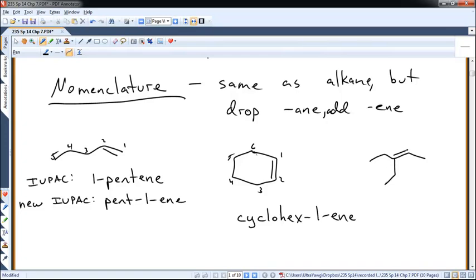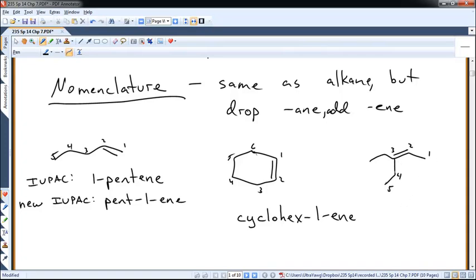Okay. So now we have 1, 2, 3, 4, 5 in several directions. So we still get 5 as the longest chain, but we want to count such that the double bond is included in that chain. So we can either count 1, 2, 3, 4, 5, or we could count the other way. Using the same rules that we learned before, always number so that the substituents are at the lowest number. We should count 1, 2, 3, and then it doesn't matter if we count 4, 5 here. That's the exact same thing as if we were to count 4 or 5 here, because they're both ethyl groups. So in this case, it actually doesn't matter. Okay, so what do we have?